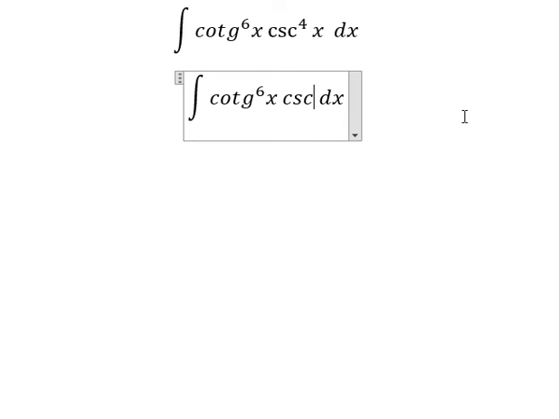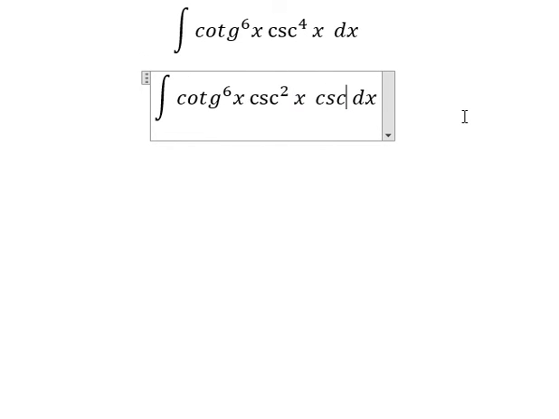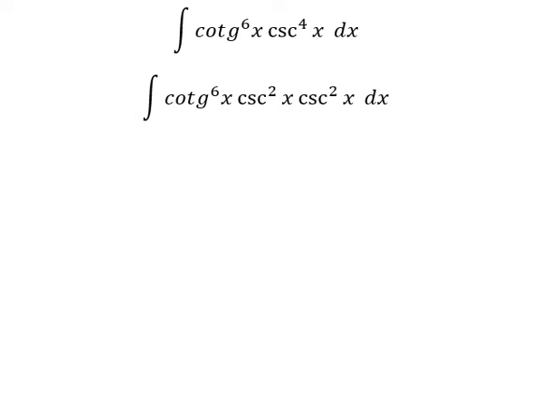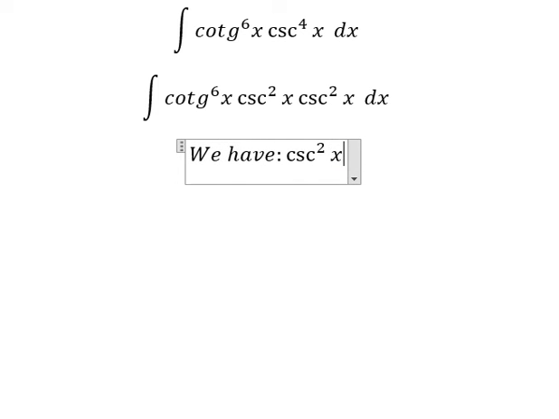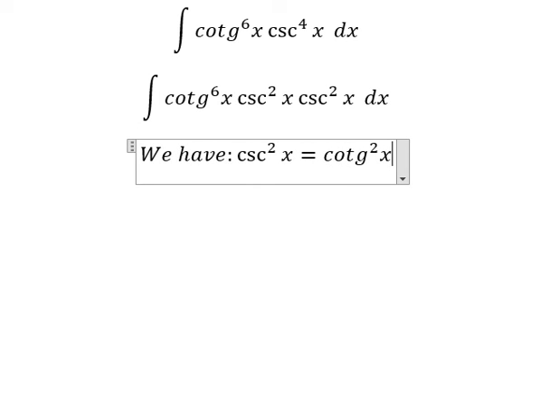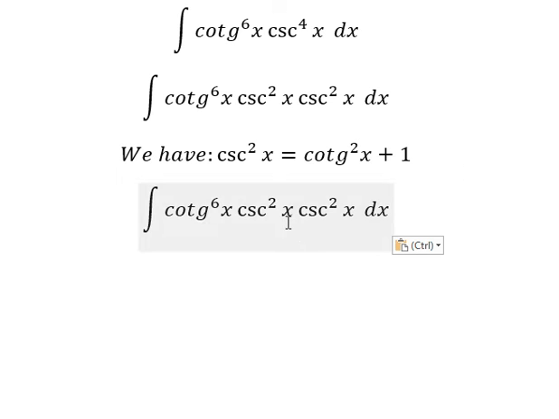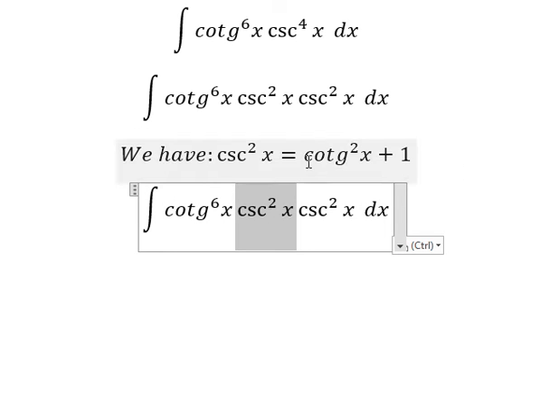About cosecant of x to the power of 4, we can put it into cosecant of x squared, cosecant of x squared. Next, we have the formula in here. Cosecant of x squared equals cotangent x squared plus 1. So I need to change this one into this one.